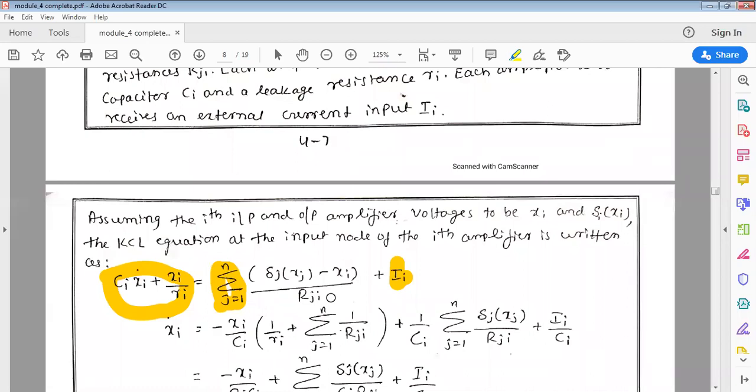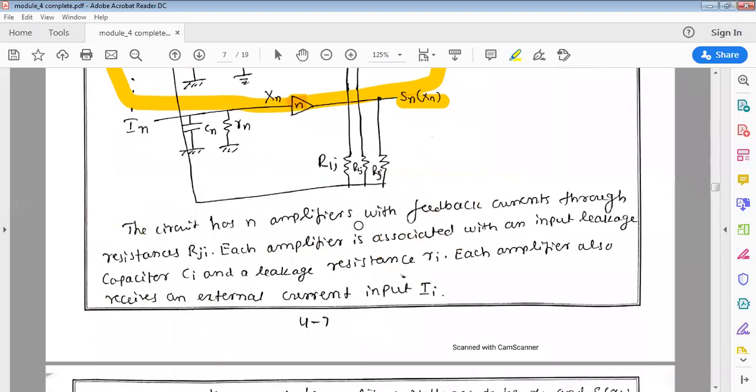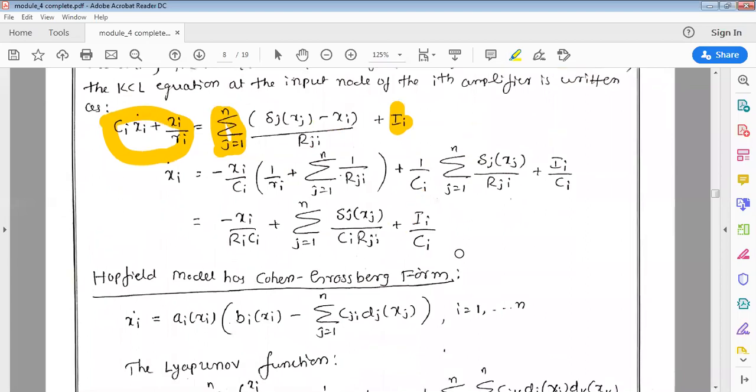So we are writing KCL equations at the input side and output side, and we are equating the input current to the network. The network comprises two parts: the current to the capacitor and the current to the resistor. Output current depends on the voltage difference between their points, and there is one more current that is fed back from the input side. This is your electronic circuit equation. Let us see how we can simplify.